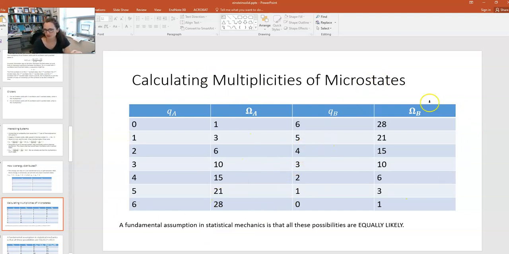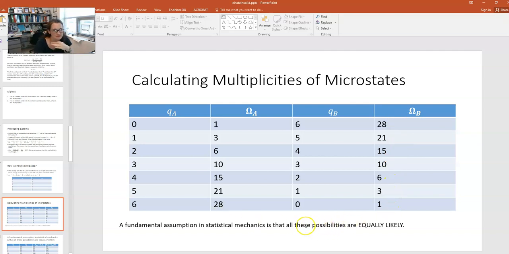Then I do it for B. Same thing. Well, B has 3 oscillators, and it could have 6 through 0 excited states. So the table kind of looks like the flip of A, right? They have to have 6 total, right? If A has none, then B has all of them. Okay, so that's how it goes. So now B's possibilities are 28, 21, 15, 10, 6, 3, and 1.